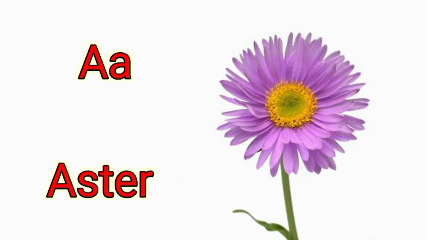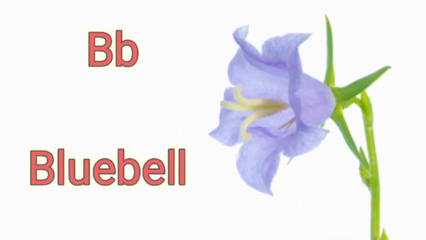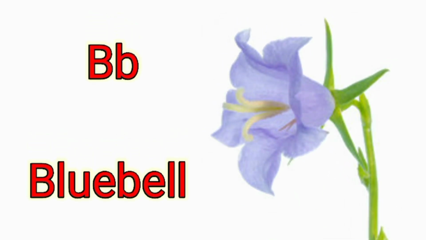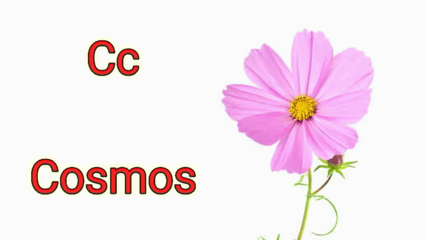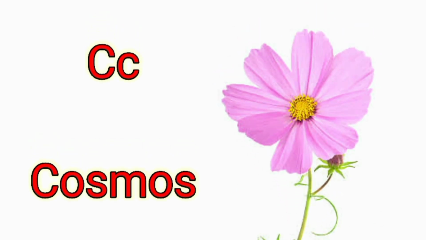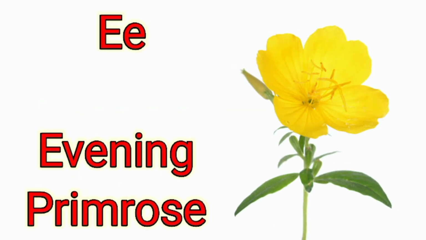A is for Aster. B is for Bluebell. C is for Cosmos. D is for Daffodil. E is for Evening Primrose.